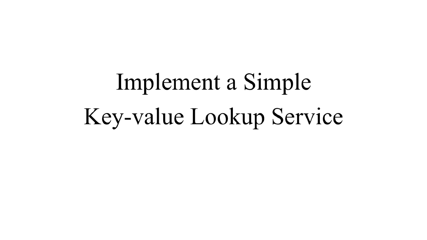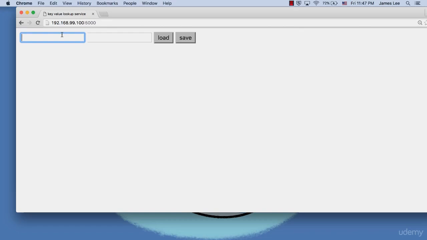Let's take a quick look at what the simple key value lookup web app looks like. This is the front end of the application. Here we can put Arabic number 1 and English number 1 as a key value pair. Just click the Save button to save the pair. Let's save Arabic number 2 and English number 2 as another key value pair.